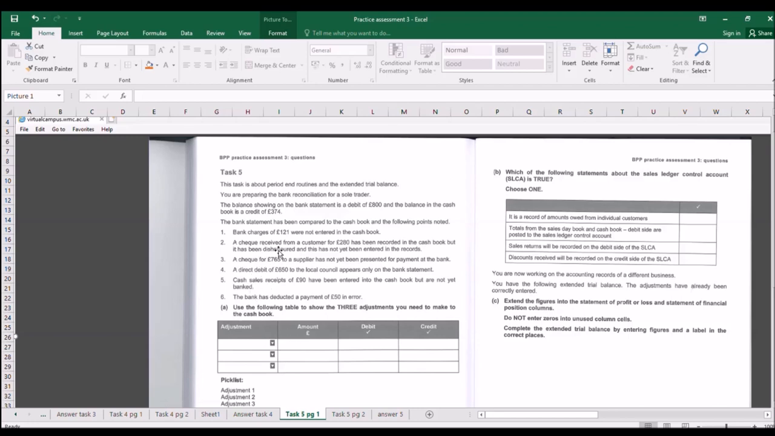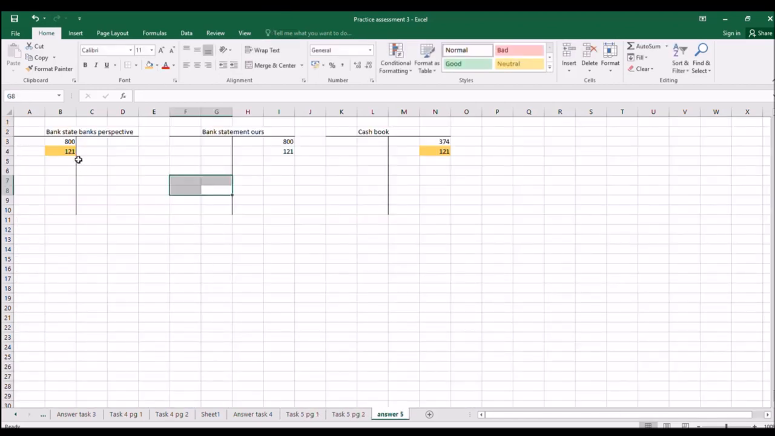Let's look at number two. A check received from a customer for 280. It's been recorded in the cash book, but it's been dishonoured and not yet entered in the records. Right. So it's been dishonoured in there, though, and not yet entered in the records. So in the bank statement, it's gone. No, you're not having that one.